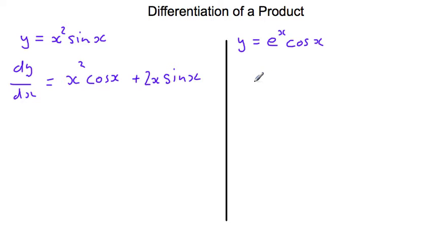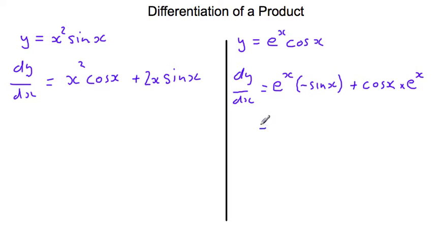The second example, dy by dx is equal to the first one, e to the x, multiplied by the differential of the second one. And the differential of cos x is minus sine x. So I'll put that in a bracket because of the minus sign. Plus the second one, cos x, multiplied by the differential of the first one. And the differential of e to the x is e to the x.